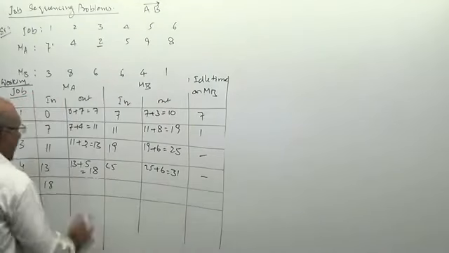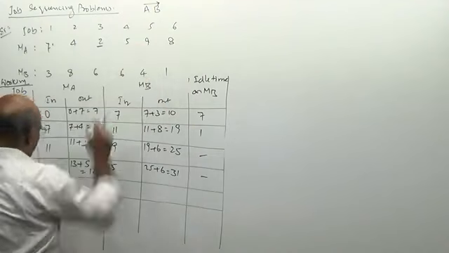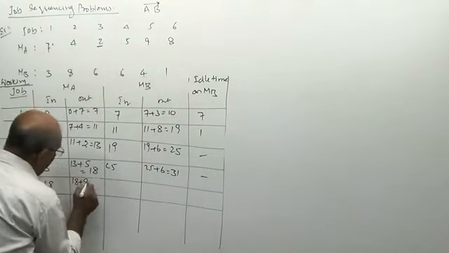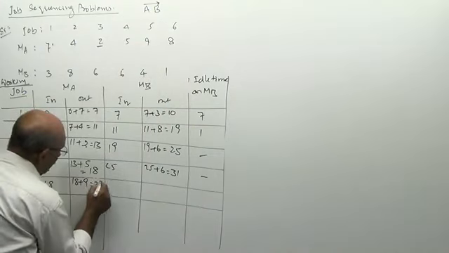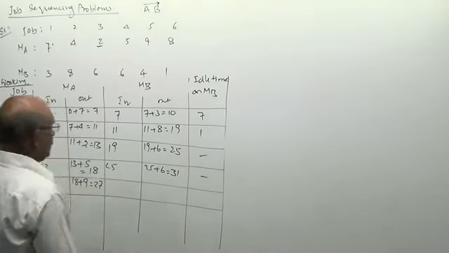Next, job number 5. It can enter into machine A at the end of the 18th hour. 9 hours it will take. 18 plus 9 is equal to 27.